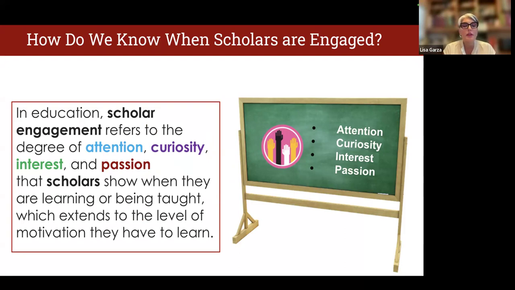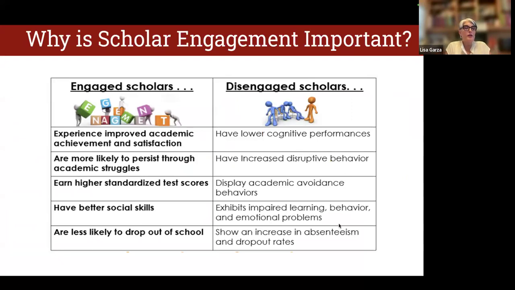Scholar engagement refers to the degree of attention, curiosity, interest, and passion that scholars show when they are learning or being taught, which extends to the level of motivation they have to learn. When scholars are disengaged in their learning, they often have lower cognitive performances and increased disruptive behavior. They will display academic avoidance, impaired learning behaviors, and emotional problems. Often they will have higher absenteeism and dropout rates will increase.